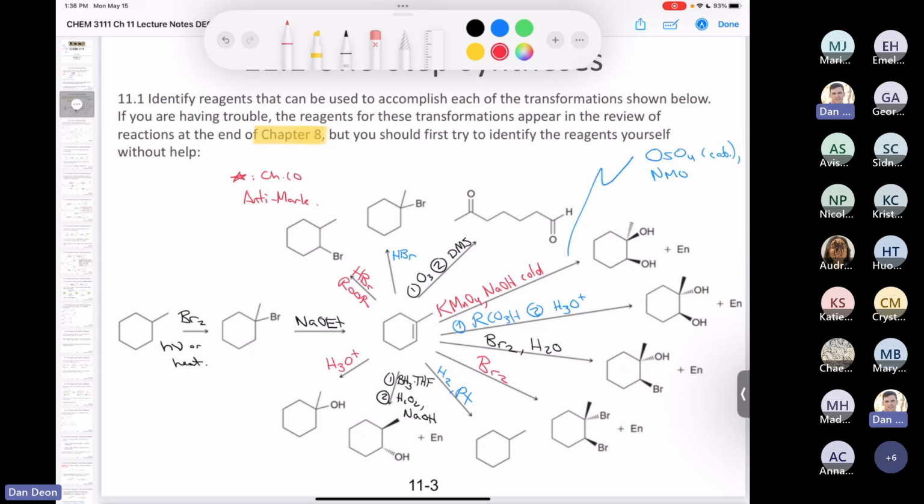All right. And that pretty much covers the gamut of reactions that were learned in chapter 8. So you need to have all of these reactions.